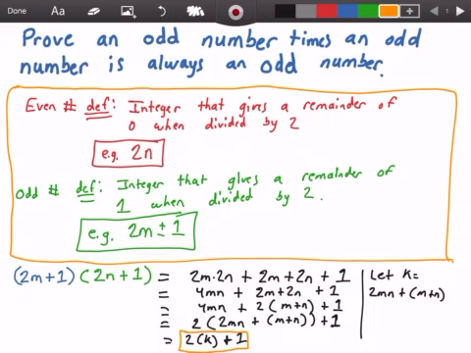So that's basically it, guys. We have just now proven that an odd number times an odd number is always equal to an odd number.